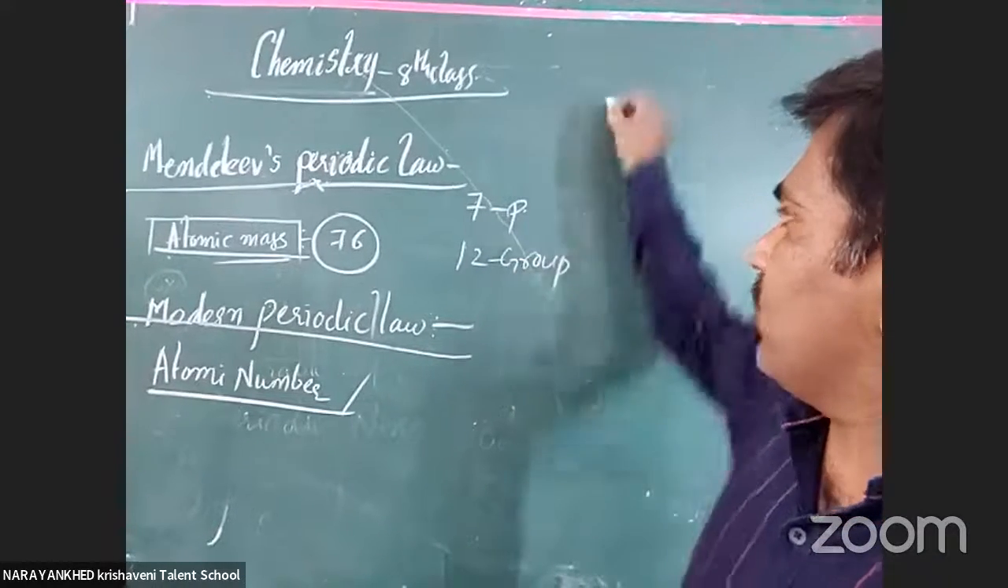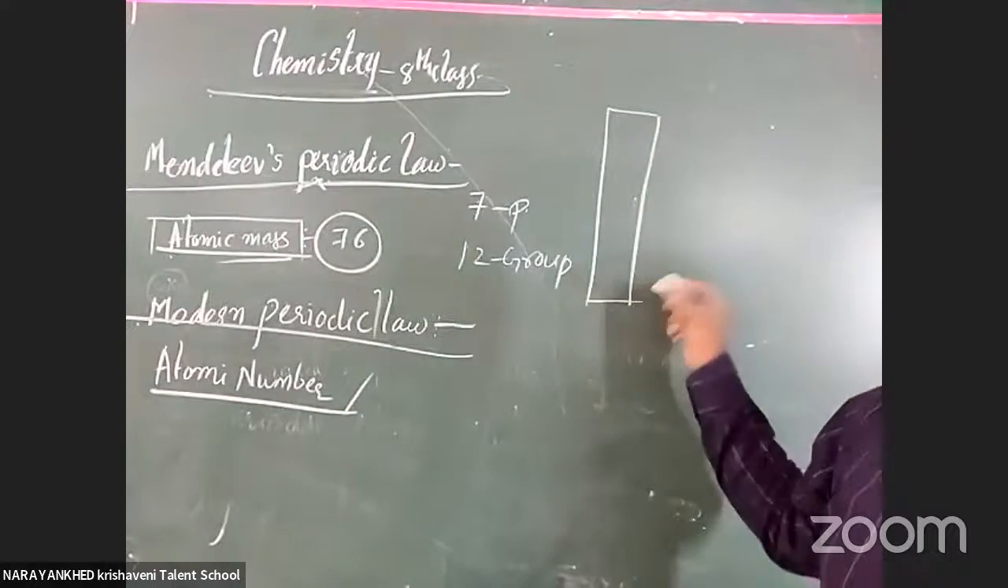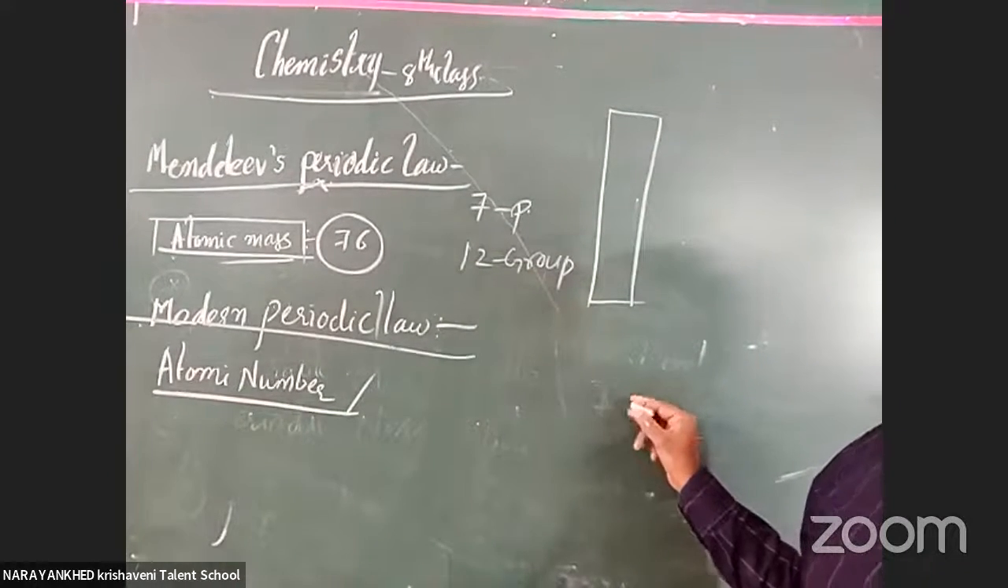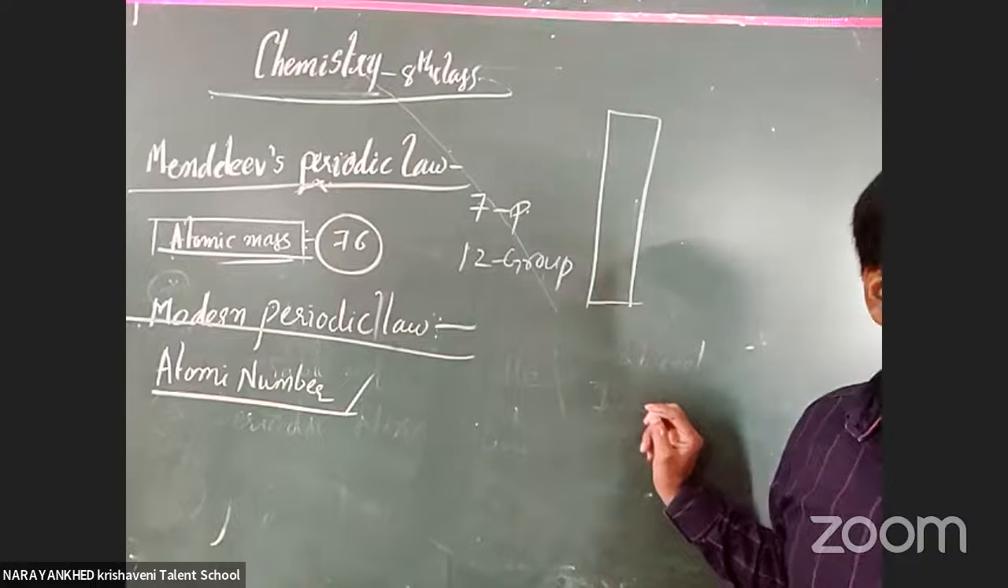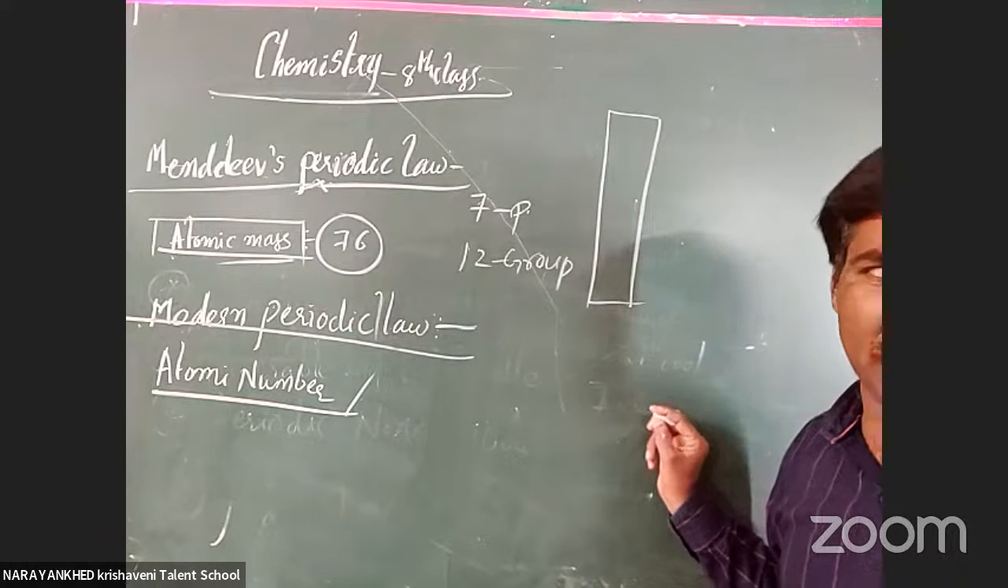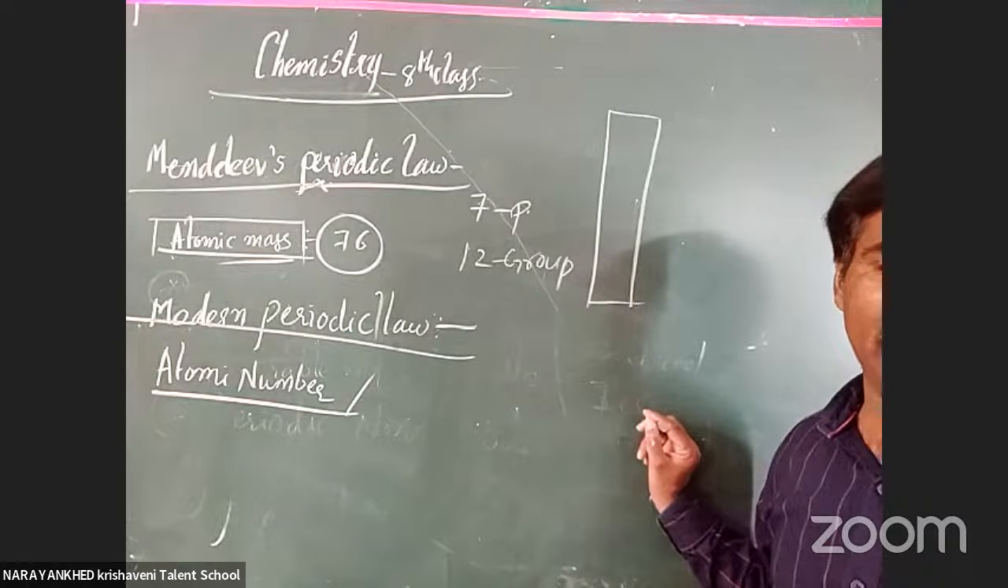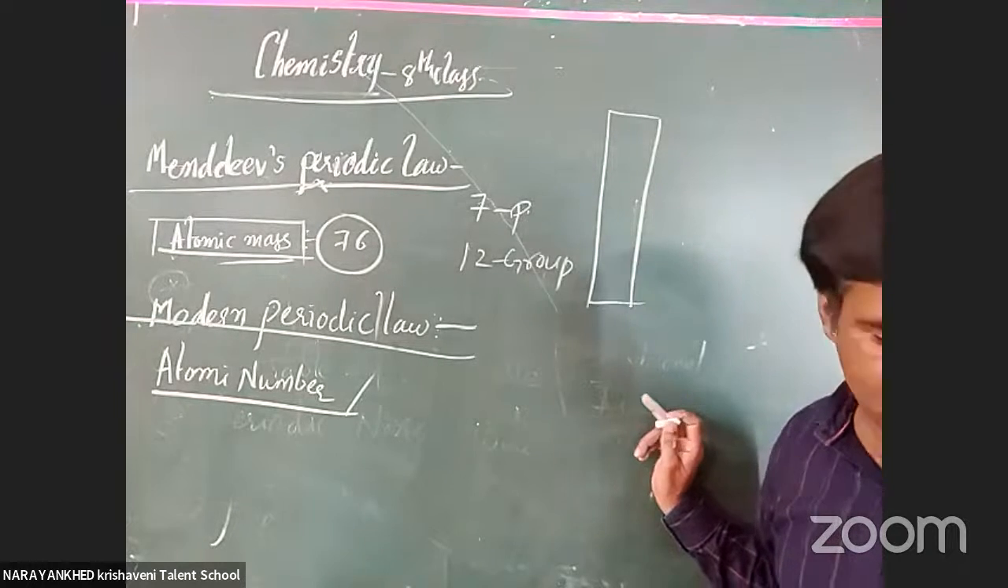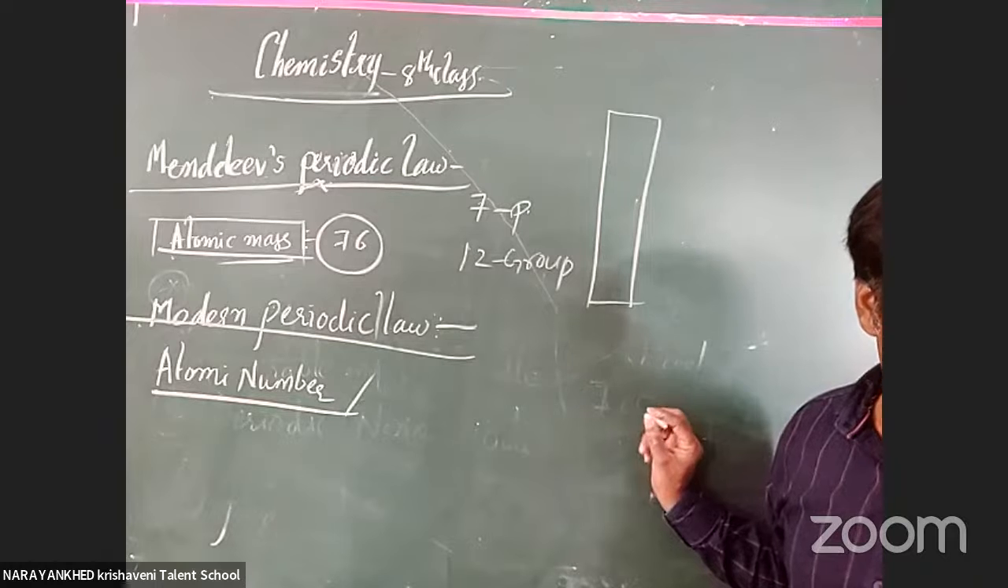The groups are nothing but elements arranged in a vertical manner. That is called what? A group. Okay, now the things in the vertical manner contain the same properties only. Clear or not? As we increase in the order of atomic weights, they contain the same properties.